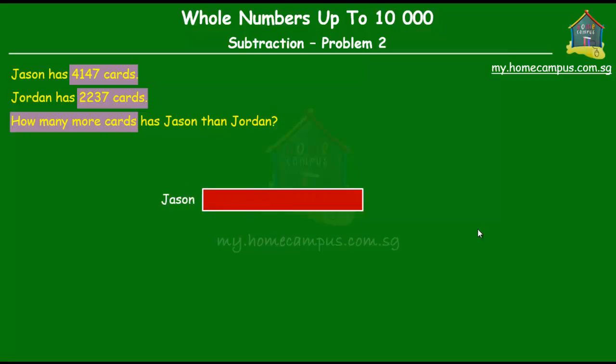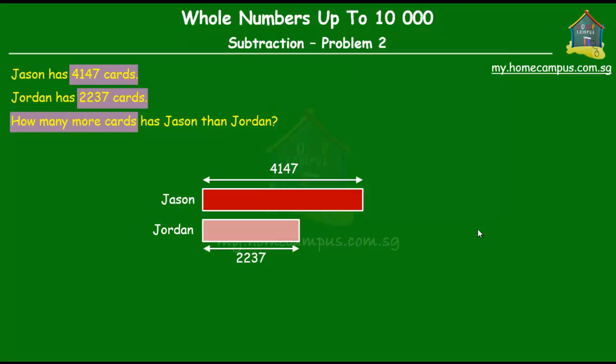If this unit here represents the number of cards that Jason has, then that would be equal to 4,147. And let's suppose that this pink unit here represents the number of cards that Jordan has, and that would be 2,237. Now, how many more cards has Jason than Jordan? Well, that would be the difference between the two units, shown by the dark red unit here. And we have to find that out.